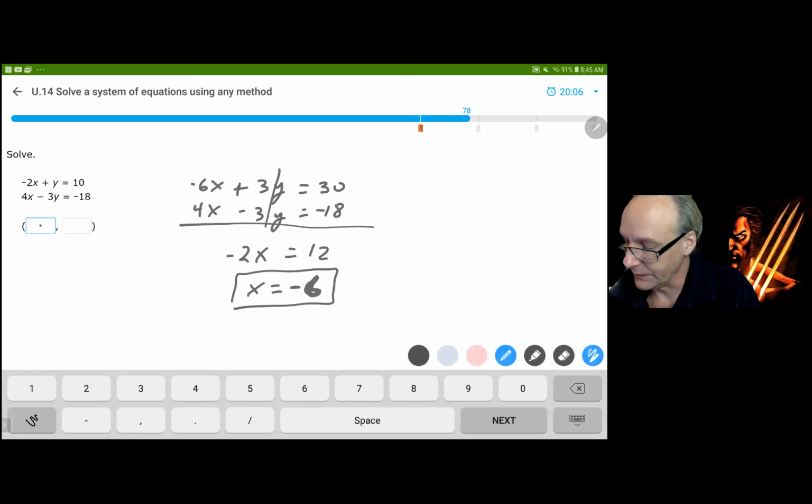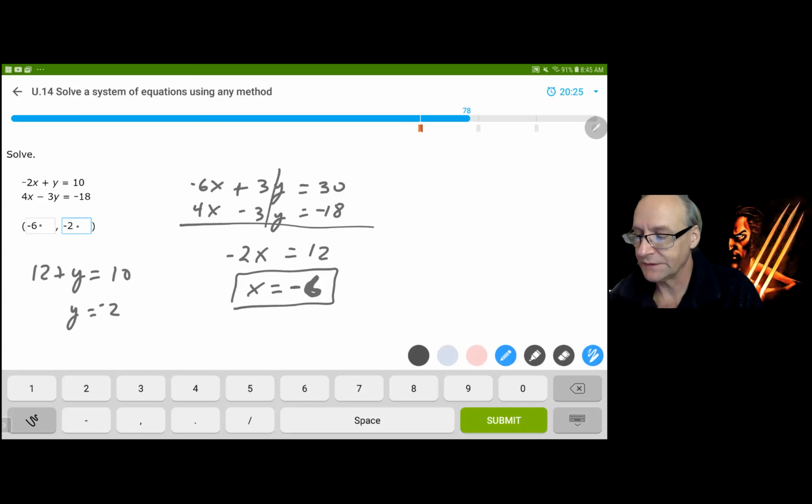I probably am right. Now I'm going to substitute my negative 6 into either equation. Doesn't really matter. And I get 12 plus y equals 10. Hopefully you notice why I chose the top equation. And y is equal to negative 2.